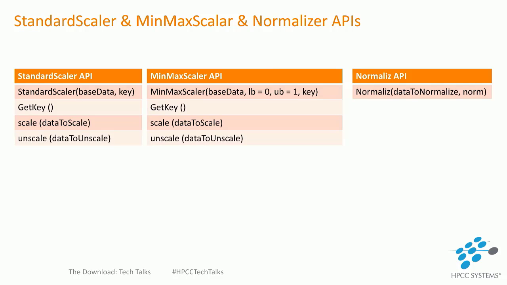So the standard scalar, you could just pass in some data or a previously built key. Or in case of the minimal scalar, there are some extra parameters. You can specify the lower bound or the upper bound. By default, these are set to 0 and 1, and you could set it by yourself if you want to change these boundaries.